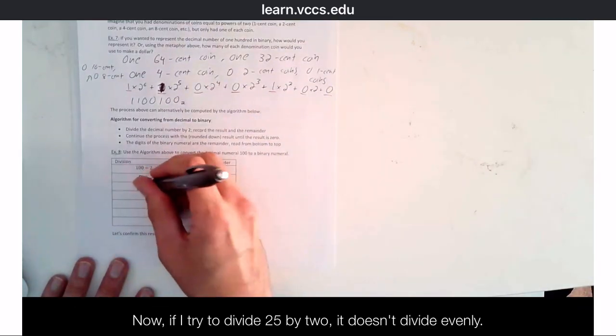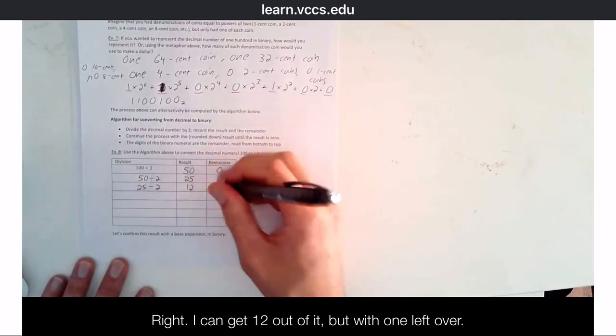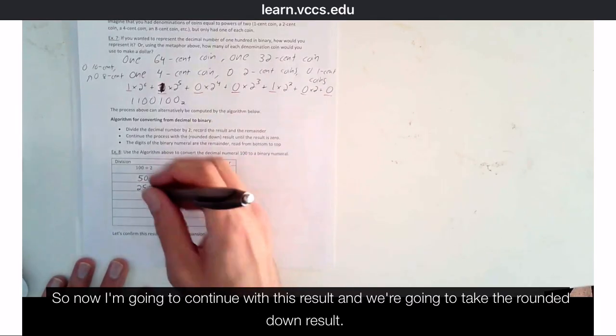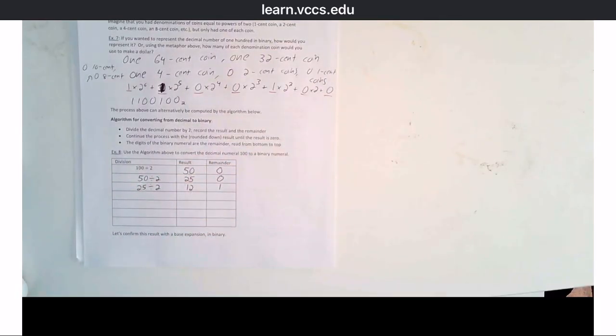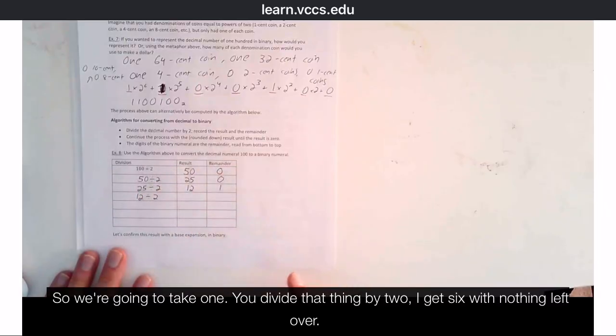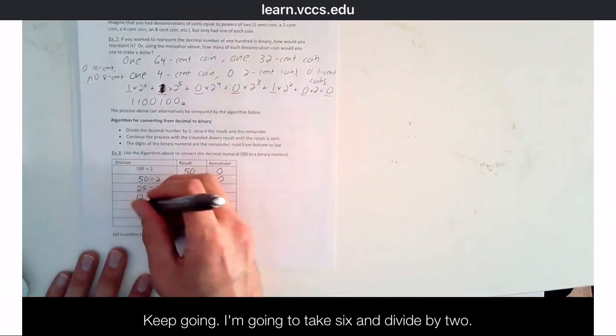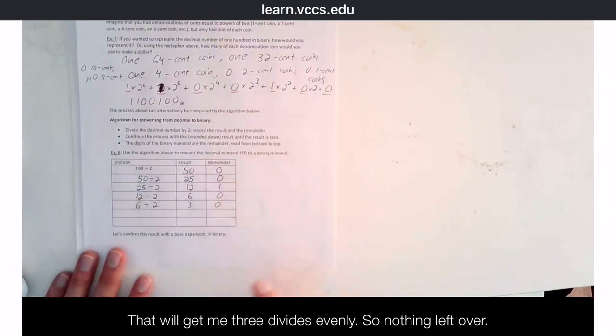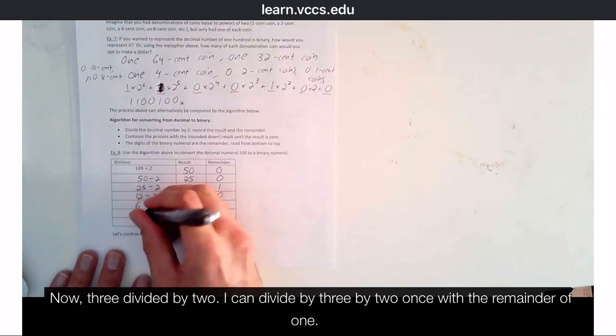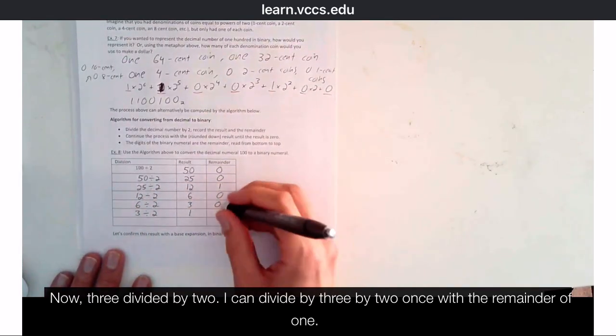And if I try to divide 25 by 2, it doesn't divide evenly, right? I can get 12 out of it, but with 1 left over. So now I'm going to continue with this result, and we're going to take the rounded down result. So we're going to take 12, divide that by 2. I get 6 with nothing left over. Keep going. I'm going to take 6 and divide by 2. That will get me 3. Divides evenly, so nothing left over. Now 3 divided by 2, I can divide 3 by 2 once with a remainder of 1.